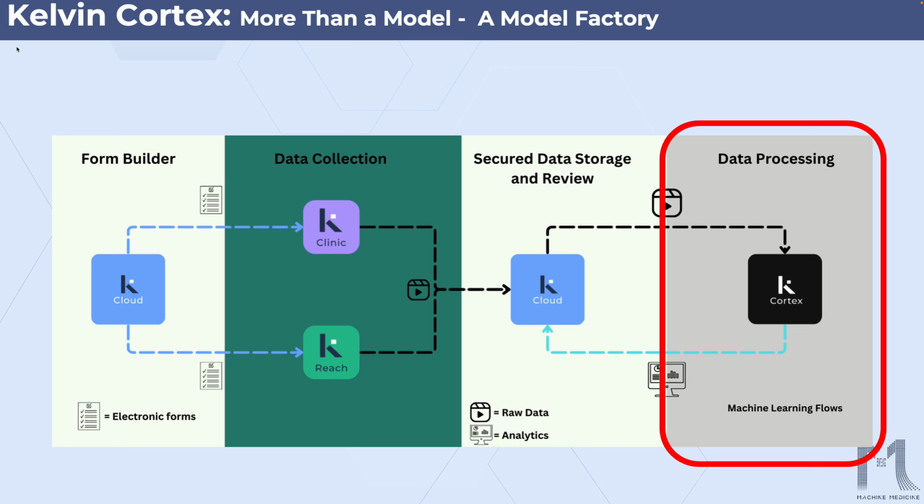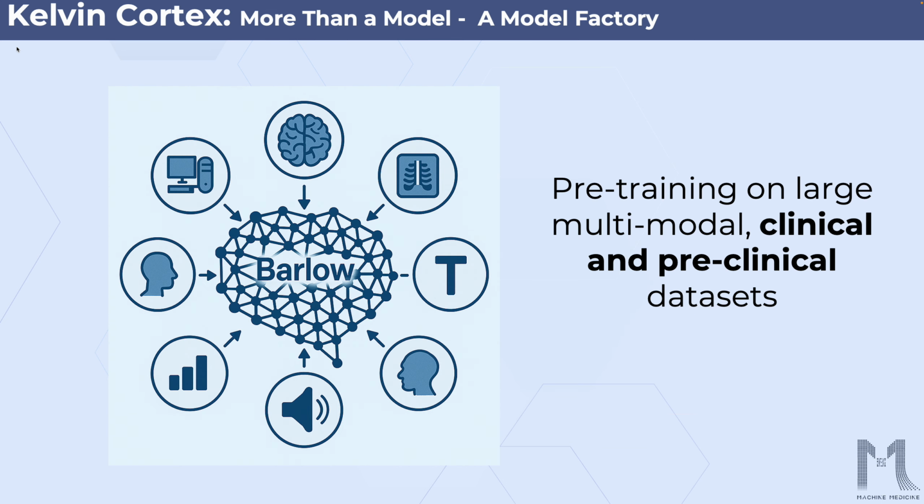And then the second component is Kelvin Cortex. This is a machine learning pipeline, which essentially allows you to utilize or build your own models on the data that you've captured through the rest of the Kelvin platform, through the data management tools. The engine that powers Kelvin Cortex is called Barlow. It's a biobehavioral foundation model. It can be trained on any kind of relevant data. Could be imaging, LFPs, kinematic data from video, from accelerometers, and so forth.